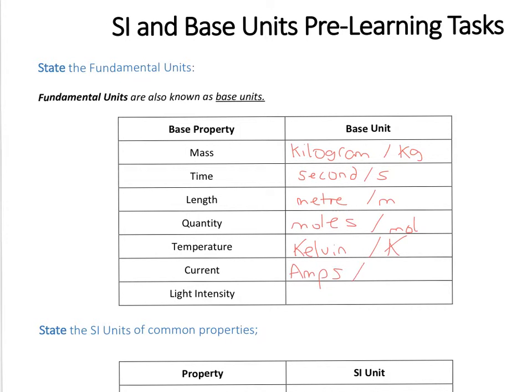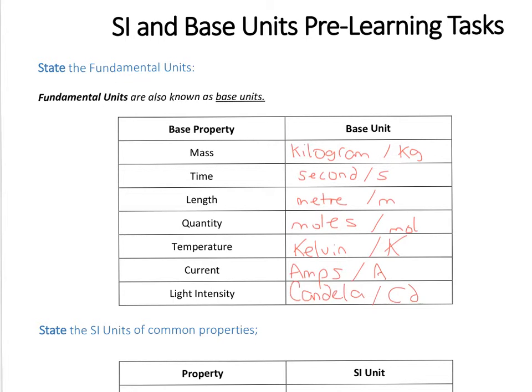So amps, and it has the symbol A. So that's what you'd write. And light intensity, which, to be honest, you won't really come across very much, is measured in candela, which is often abbreviated to cd.